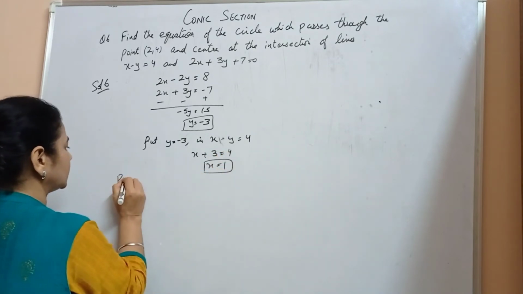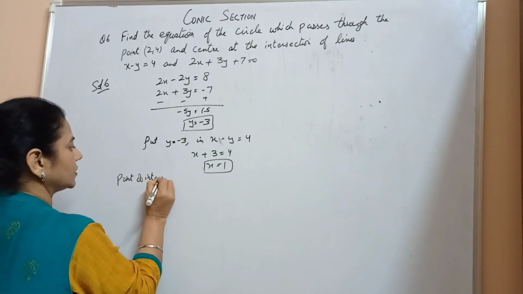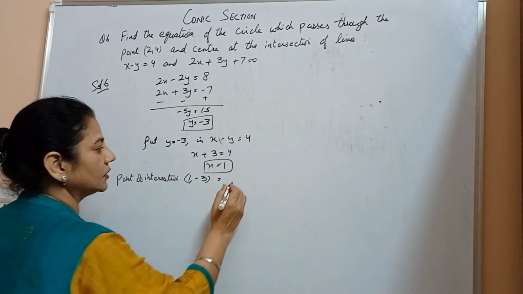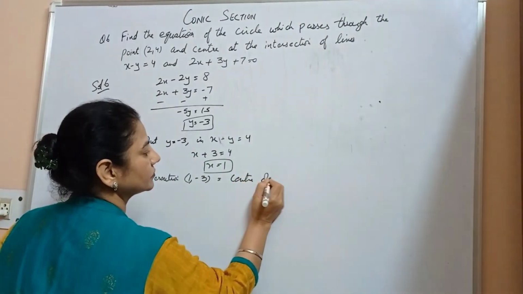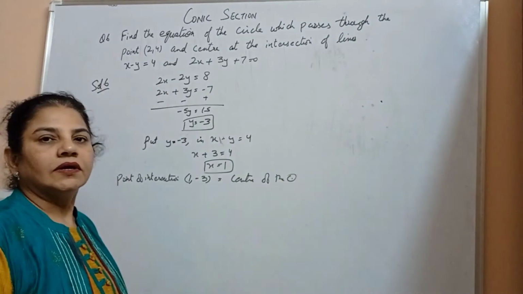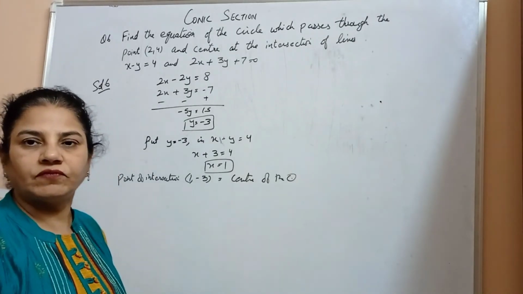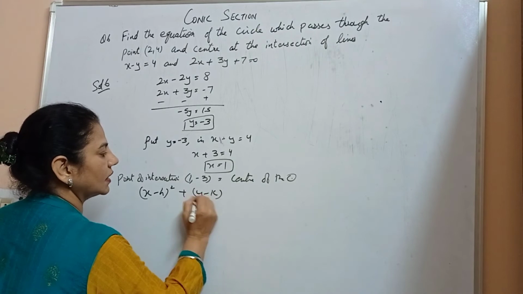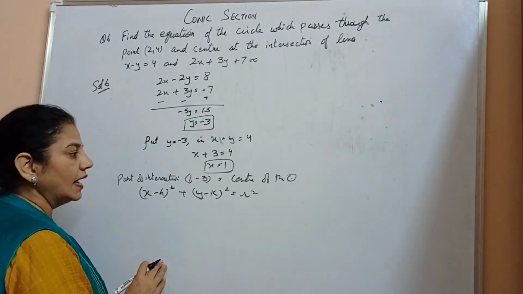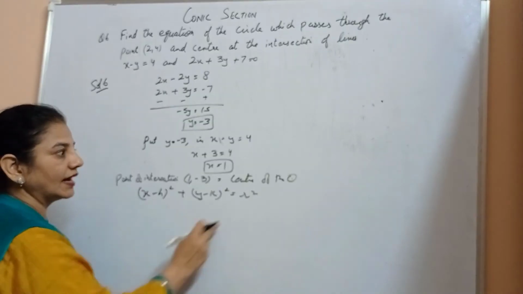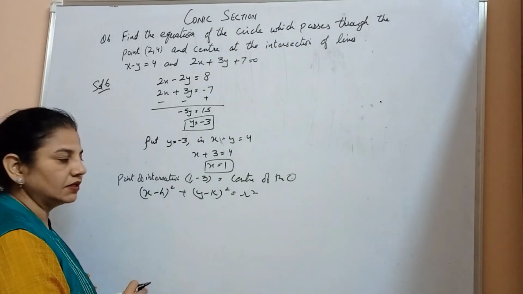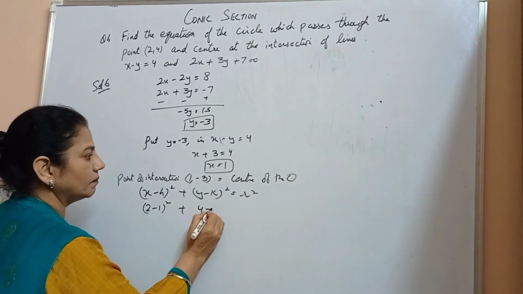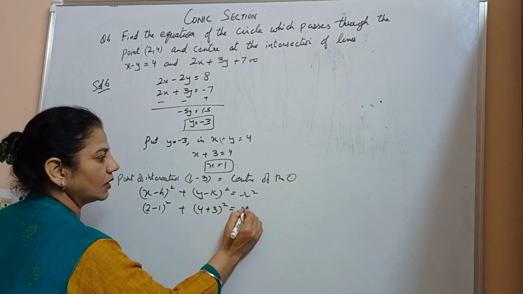So the point of intersection is 1 comma minus 3, which is equal to the center of the circle. Now the center form of the equation of a circle is given as x minus h whole square plus y minus k whole square is equal to r square. As this circle passes through the point 2, 4 and the center is given as 1, minus 3, we have 2 minus 1 whole square plus 4 plus 3 whole square is equal to r square.